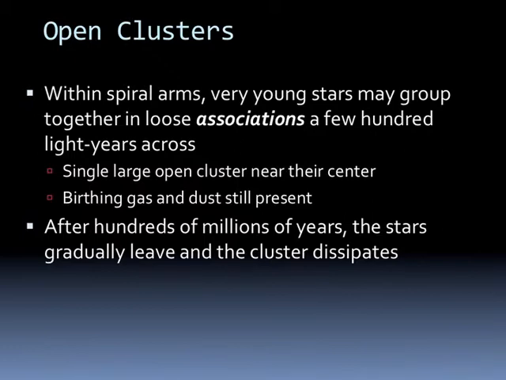Within spiral arms, very young stars may group together in a loose association a few hundred light years across. Young open clusters are near their center, and the birthing gas and dust is still present. After hundreds of millions of years, the stars gradually leave and the cluster dissipates.